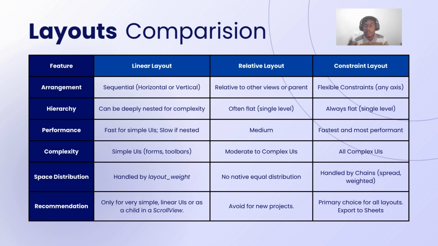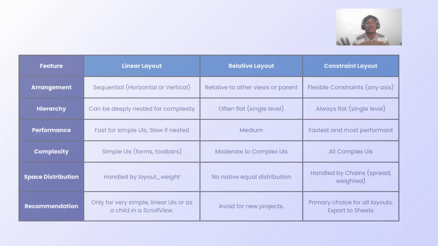Space distribution. The linear layout is handled by layout weight, while relative layout has no native equal distribution. When it comes to constraint layout, it is handled by chains: packed, spread, and weighted. When it comes to the recommendation, use linear layout only for very simple, strictly sequential UIs. Avoid relative layout for your new Android projects. Constraint layout is your primary choice for everything else.